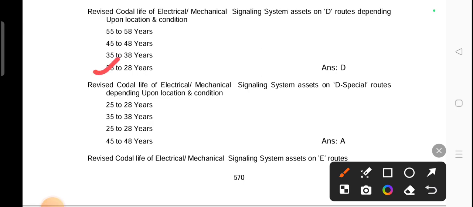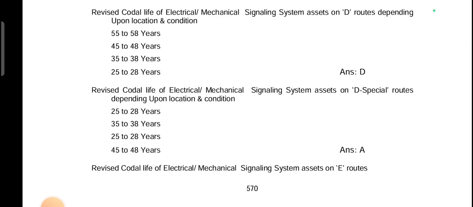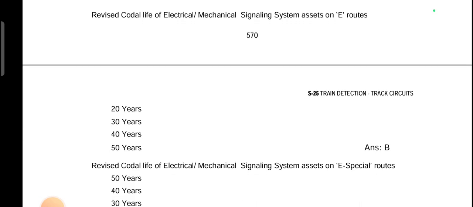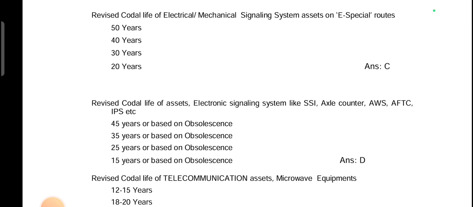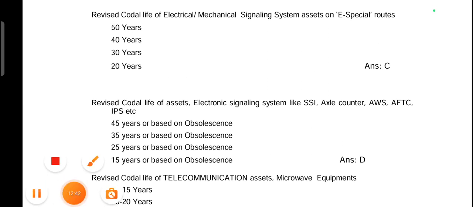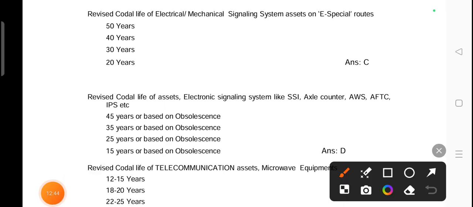Revised codal life of electrical or mechanical signaling system assets on D special routes, depending upon location and condition: 25 to 28 years. Next, on E routes: 30 years. Next, on E special routes: 30 years.